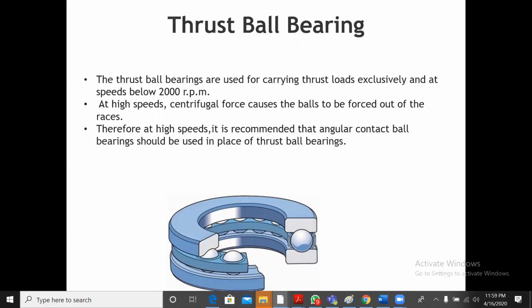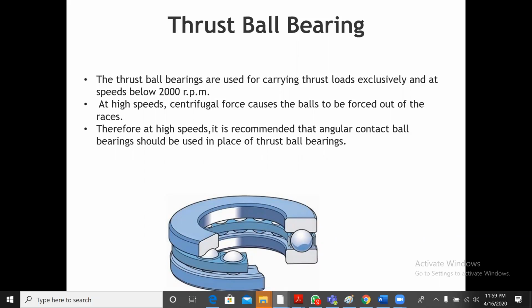They cannot sustain the radial load. But the radial ball bearing can sustain both types of load. The speed should remain below 2000 rpm because at a higher speed there will be a centrifugal force which will try to force the balls out of the races. At high speed, centrifugal force causes the ball to be forced out of the race.